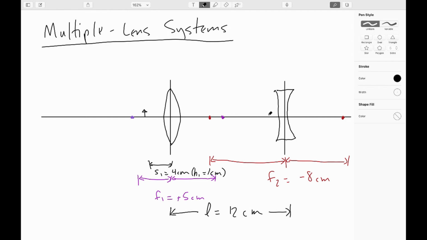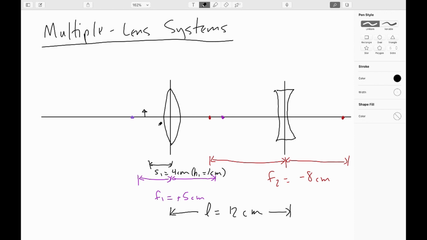And what I'd like to do is locate the final image and try to figure out what its magnification is. So my object here has a height of 1 centimeter, and it is located 4 centimeters away from the principal plane.